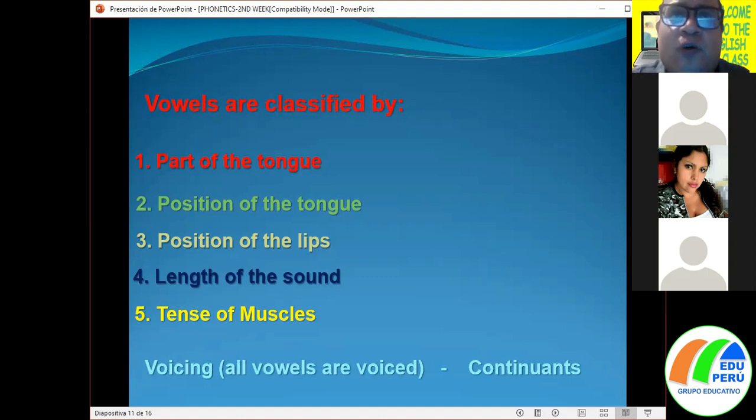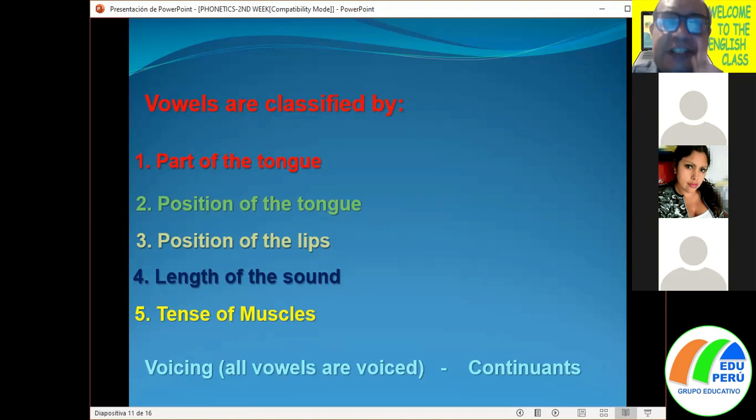Voicing means that all vowel sounds are voiced. All vowel sounds are vibrated. Remember, this is one difference with the consonant sounds. Vowel sounds, all of them are vibrated. On the other side, consonant sounds, some of them are vibrated, some of them are not vibrated. So this is one of the differences. Vowel sounds, all vibrate. Consonants, some vibrate, some not.